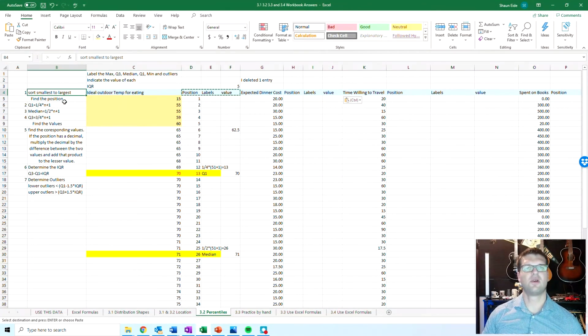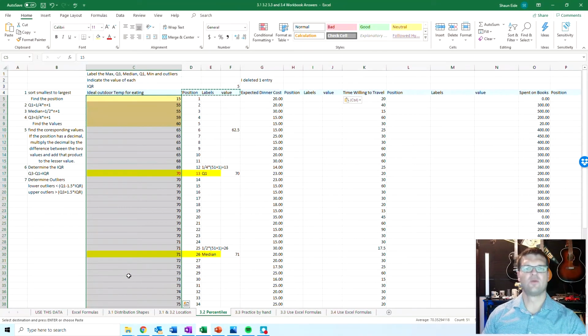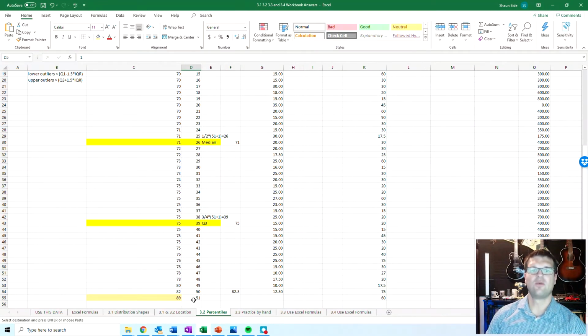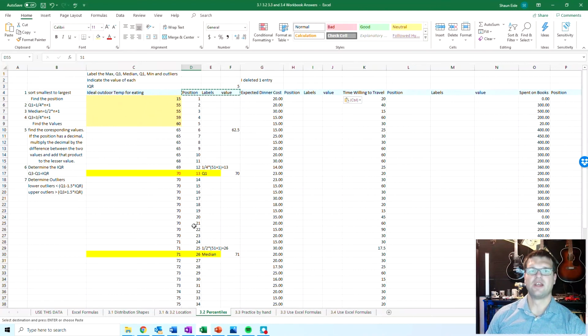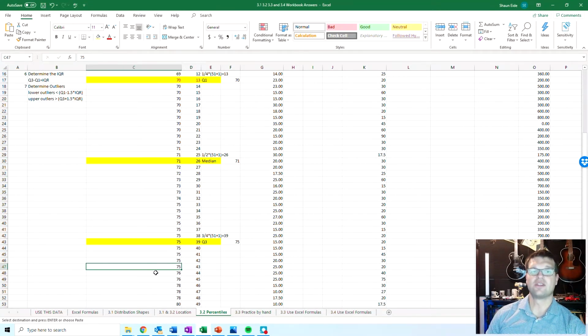So it says sort smallest to largest. We've got ideal outdoor temperature for eating, and the very first step is we need to sort from the smallest to the largest. You'll notice that there are a total of 51 observations here, and each one of them has a position. So there are 51 positions in this data set, and if I put them in order from least to greatest, they will be in those 51 positions. If I asked what is the value of the observation in the 43rd position, I would come down here and say it is 75. 75 is the value that is in the 43rd position.